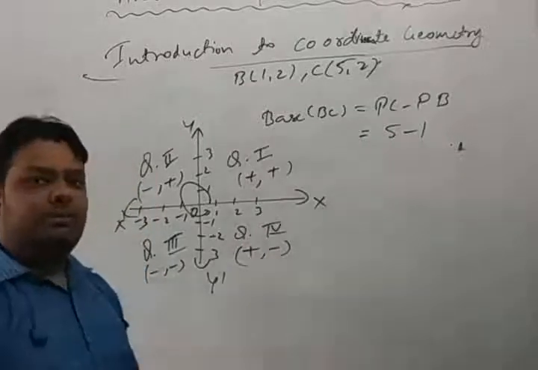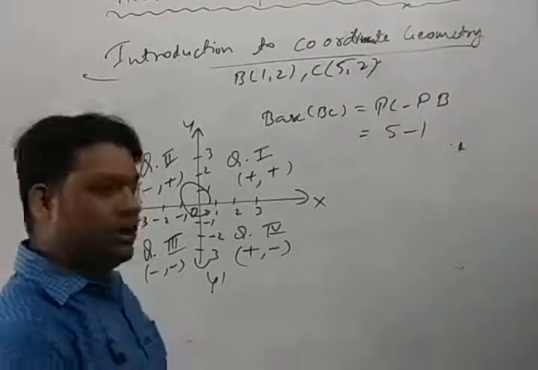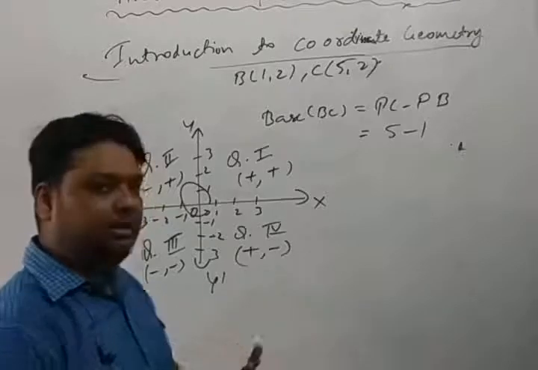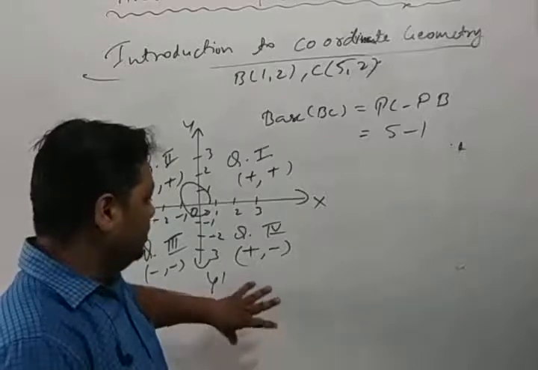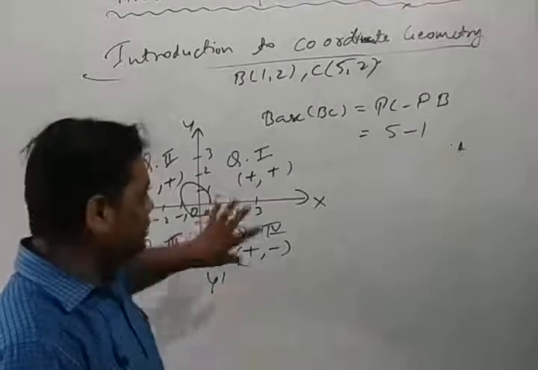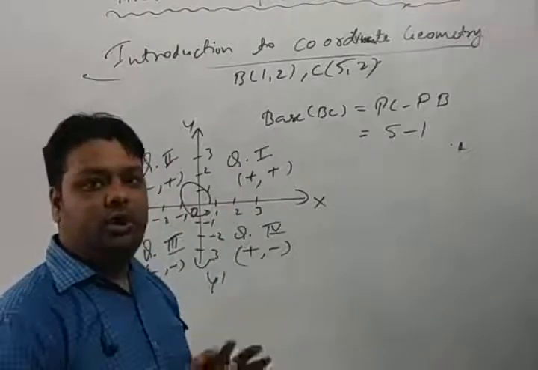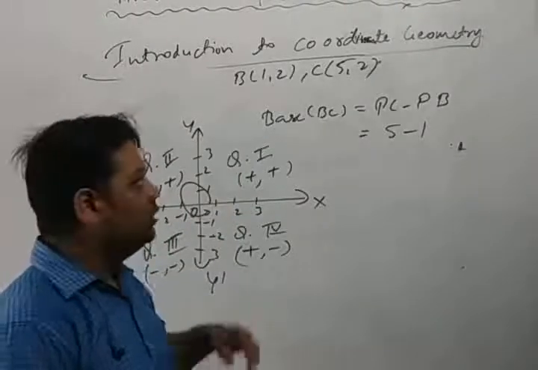So always keep in mind the abscissa, ordinate and the Cartesian plane. If you remember these 2 points, then you will not have any difficulty solving this chapter.